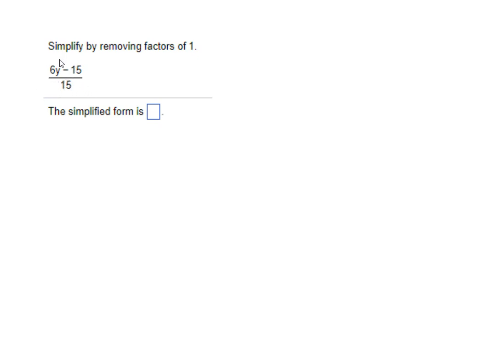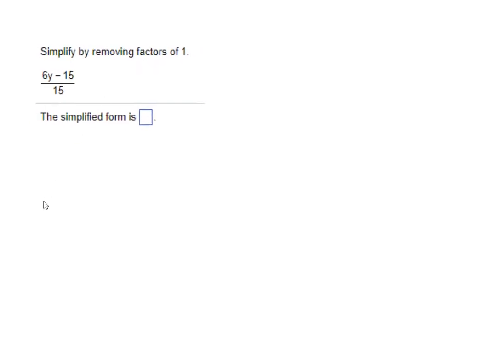So for this first example, we're asked to simplify by removing factors of 1. That just means canceling out common factors from the top and the bottom. The key word here, the important thing, is we're talking about factors, right? So you can only cancel out factors, so keep that in mind. Meaning we can't cancel out these 15s because this 15 is not a factor, it's a term.